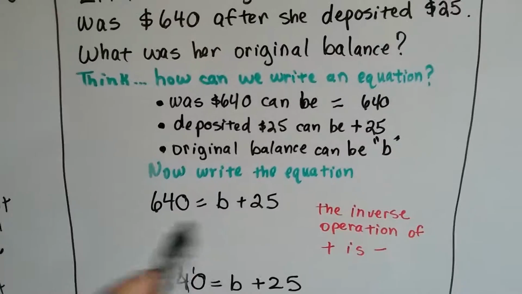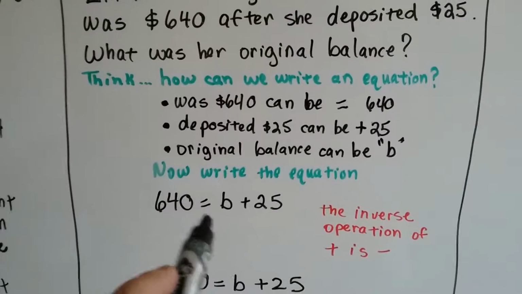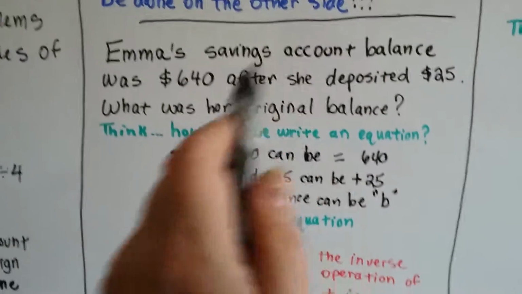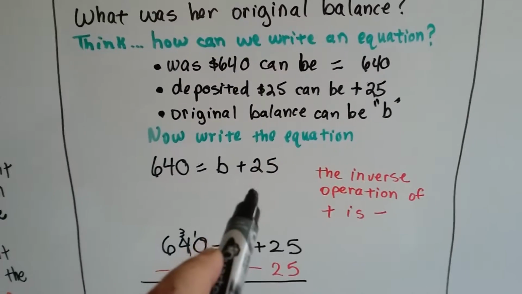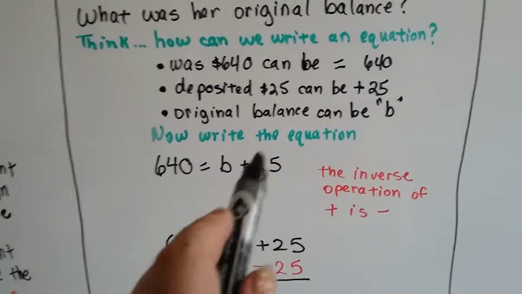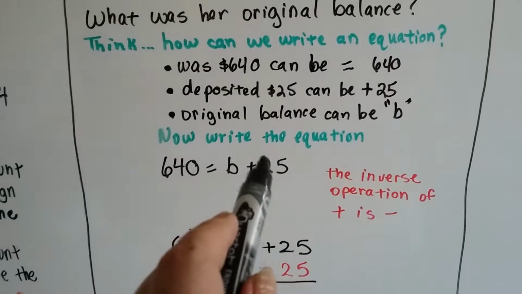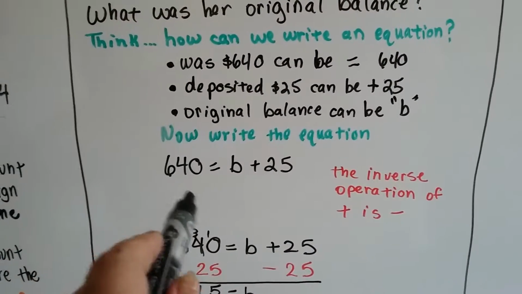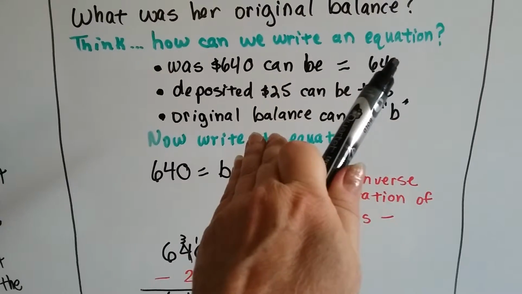So now we write the equation. 640 is equal to B plus 25. That's what we get out of this, okay? So the inverse operation of addition is subtraction. So to get this B by itself, we're going to subtract 25 from this side and from this side so that we can get this B by itself, okay?